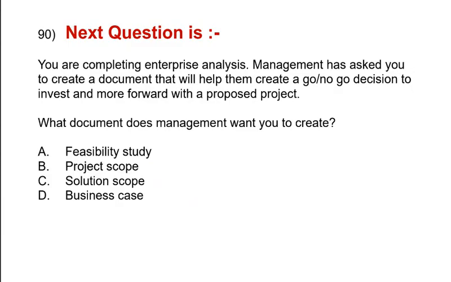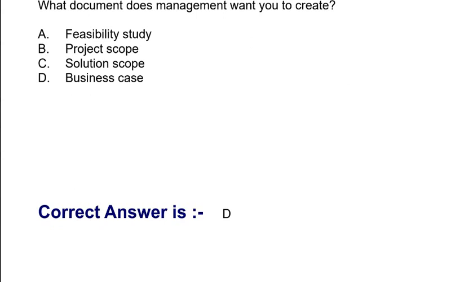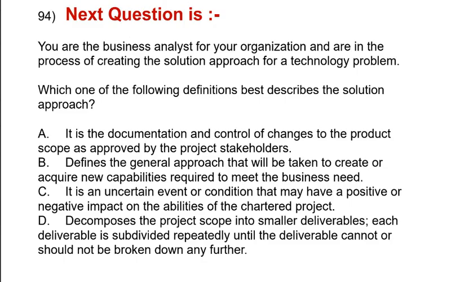Question is, you are completing enterprise analysis. Management has asked you to create a document that will help them create a go or no go decision to invest and move forward with a proposed project. What document does management want you to create? Option A, feasibility study. Option B, project scope. Option C, solution scope. Option D, business case. Correct answer is option D.